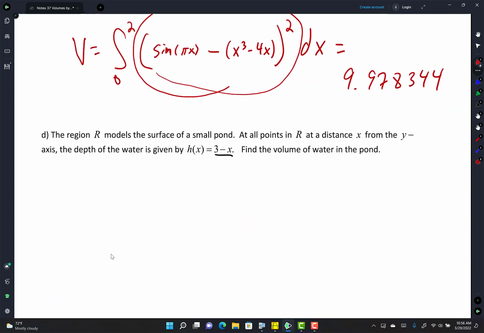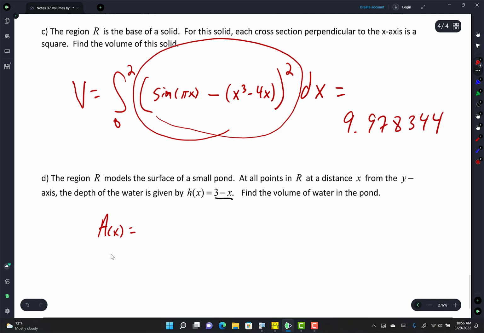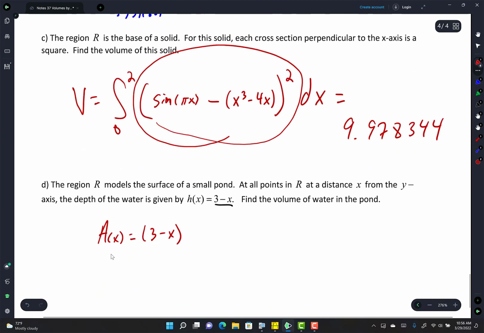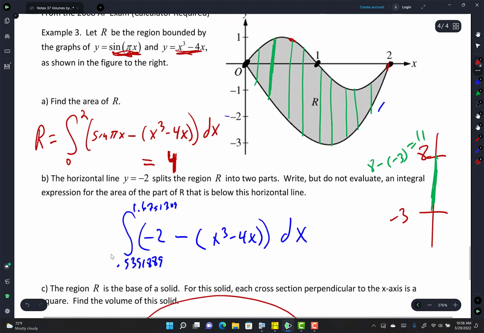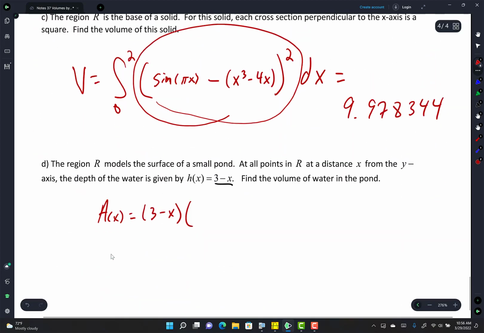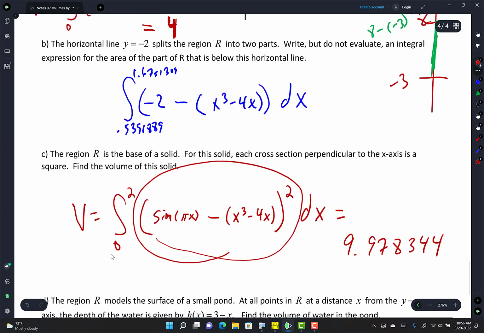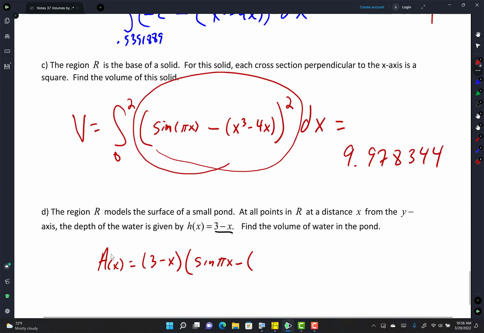Area of a rectangle, A of x. How do I get area of a rectangle? Length times width. So one of the dimensions, the depth, is 3 minus x. And then the other, what is this length here? It's going to have to be upper minus lower. So that is sine pi x minus x cubed minus 4x.